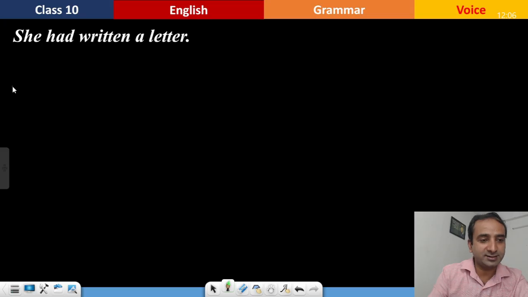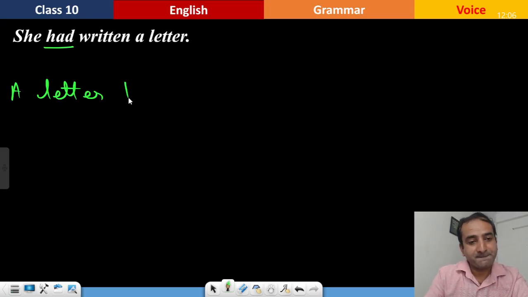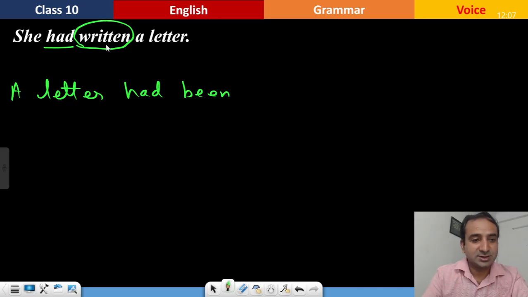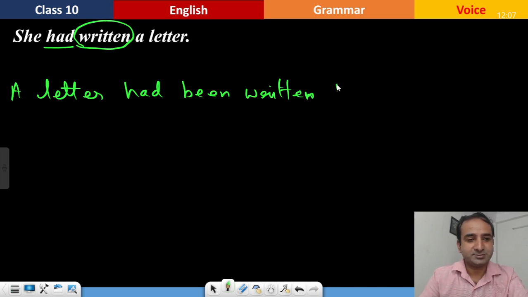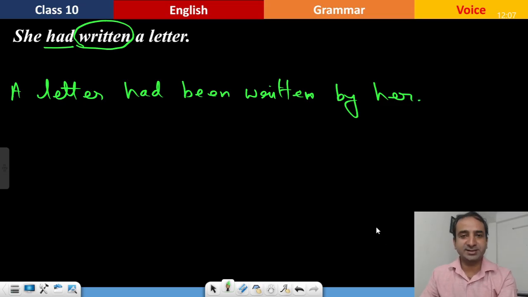She had written a letter. A letter had, third form of be. We will use be in place of this. A letter had been. Okay. Now what will we do with this verb? This verb will be written just after be, but in the third form, and this verb is already in third form. So we will write written. Clear? We will write written. Then by her. I hope the concept is very clear.